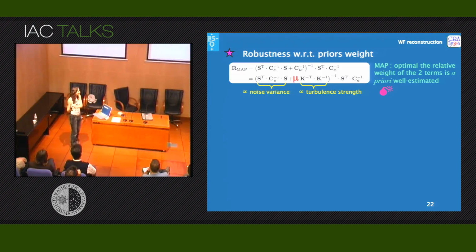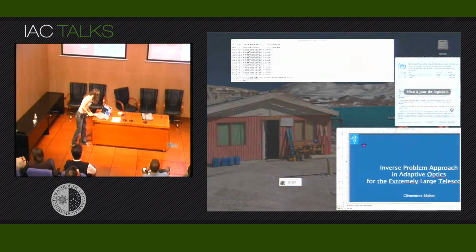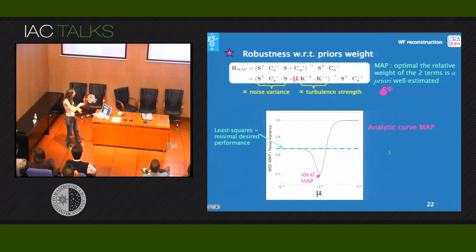So here, when mu is equal to 0, you cancel the regularization, so you have a Gaussian least square estimator. And this is like the worst wavefront reconstruction you want to do. So it gives you the threshold, and you don't want to have a bigger error than this. And as soon as you put regularization, you will bias your estimate. But if you do it until the right value, you will really optimize the reconstruction.